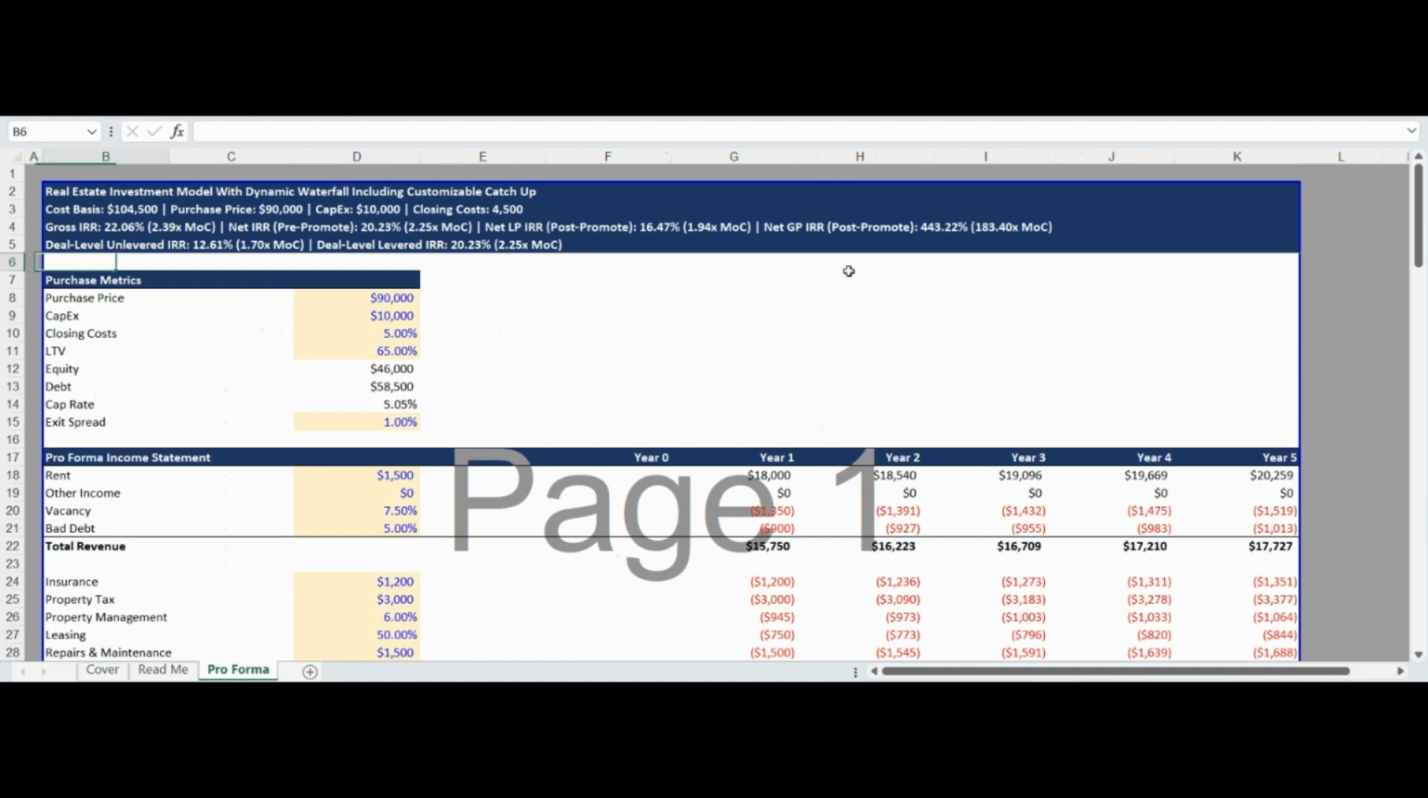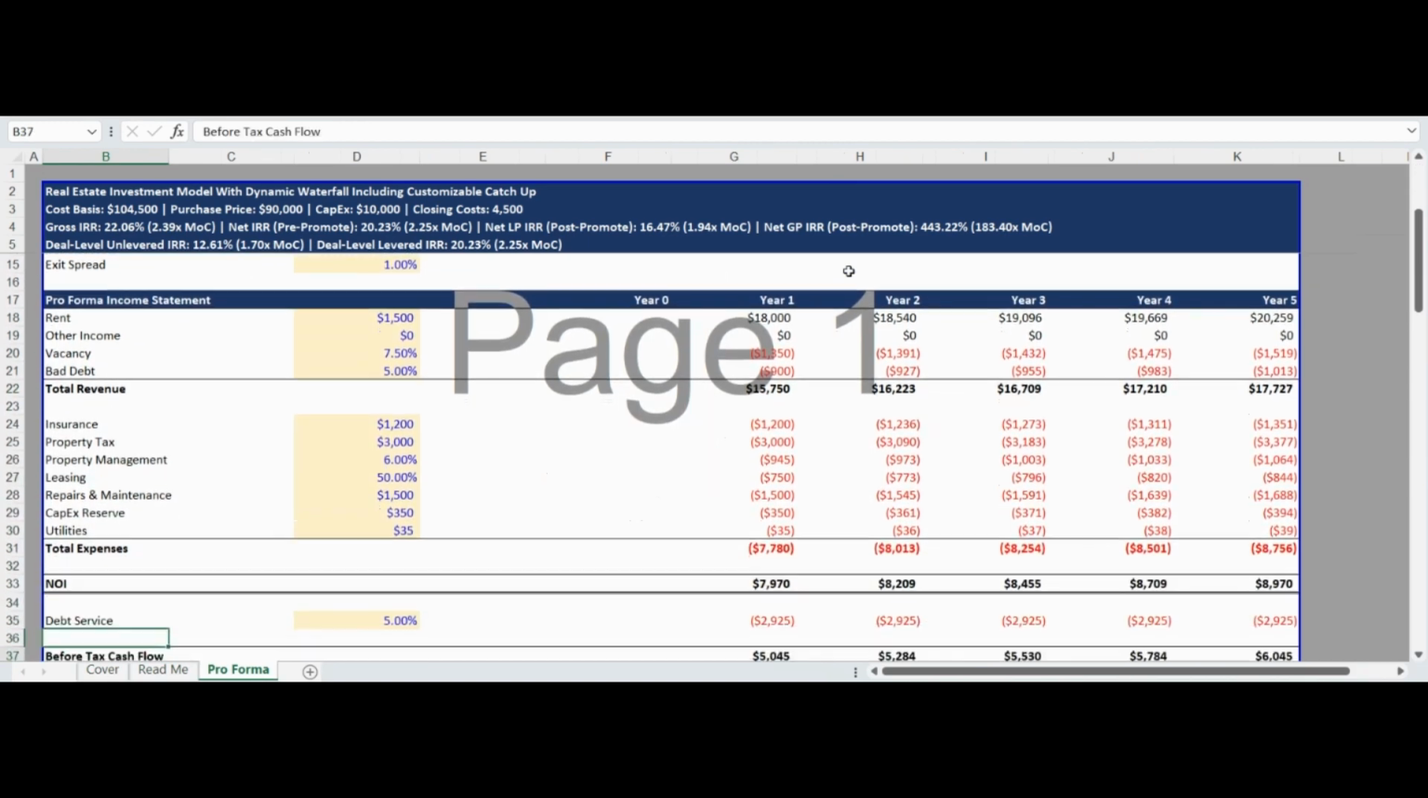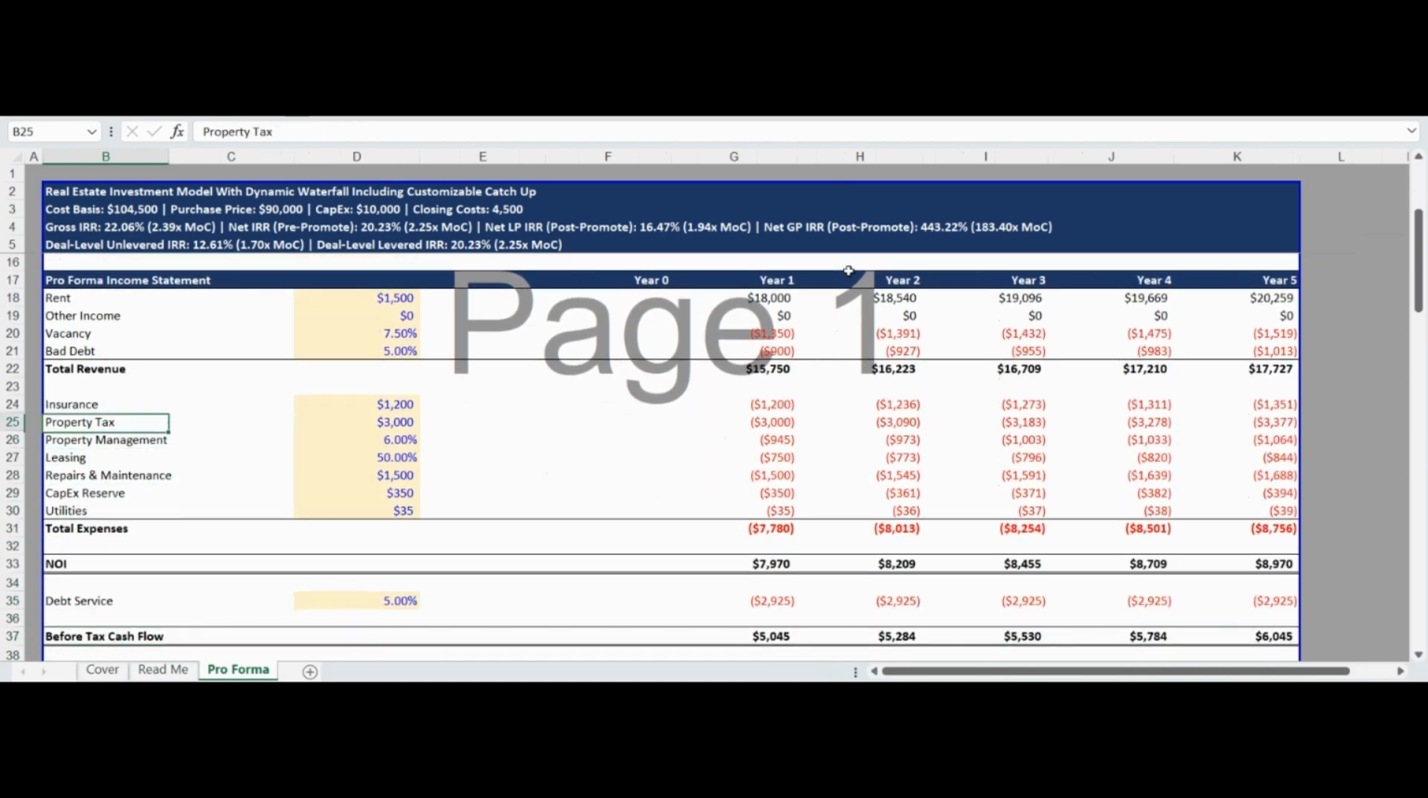The Forma starts with user inputs for the real estate purchase price, capital expenditures, as well as closing costs. The loan-to-value is entered next to determine the amount of equity invested as well as loan proceeds. An input is provided for the exit cap rate spread over the acquisition cap rate to determine the disposition sale price. The 5-year Forma income statement for the investment is input next.